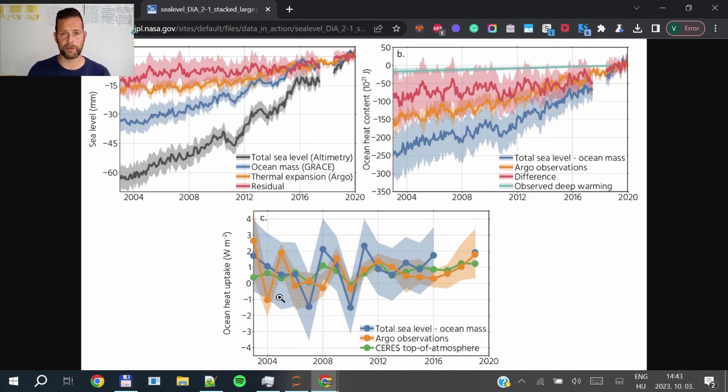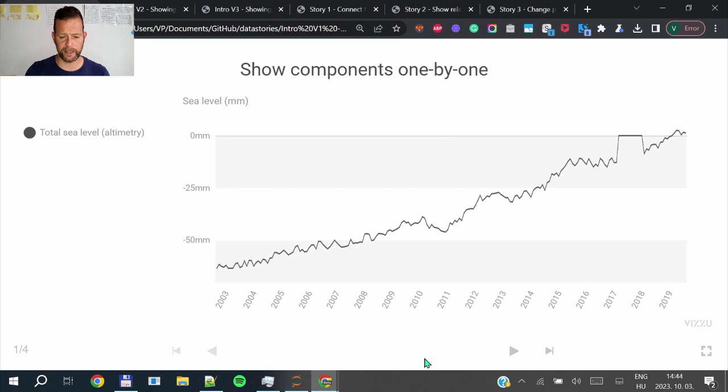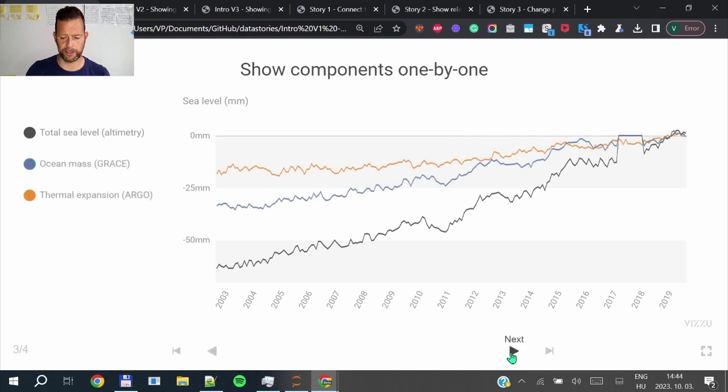And we created 6 short stories. The first 3 show how you could introduce such a complex data set to a new audience. And then the other 3 are how you could share and introduce what lies within the data when you're presenting your insights. With such a complex data set, a very easy technique to use is to add the components one by one. So here we see the total sea level, and then we add the ocean mass, the thermal expansion, and then at the end, the residual.